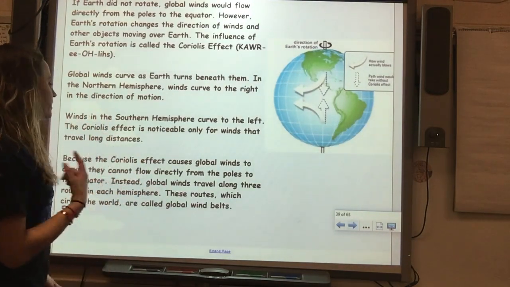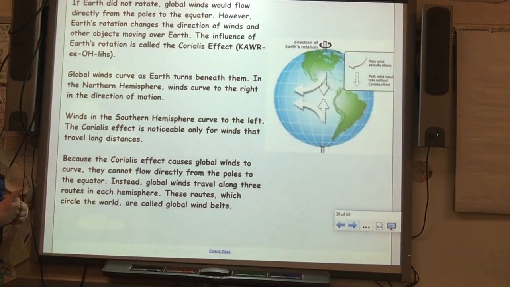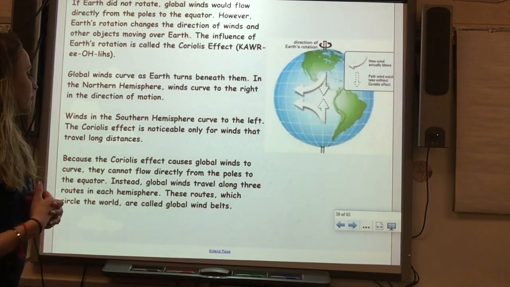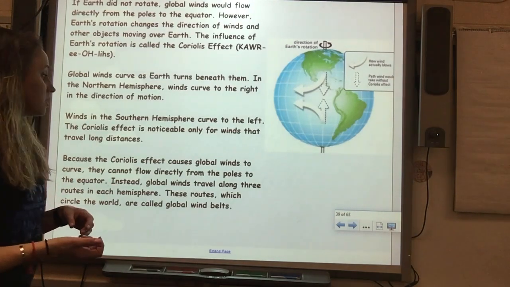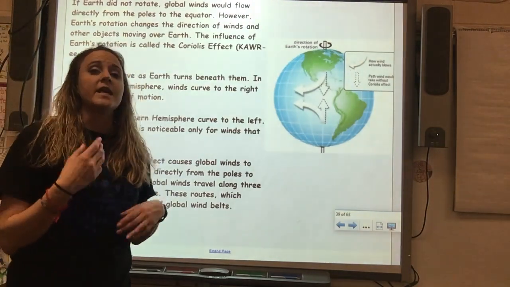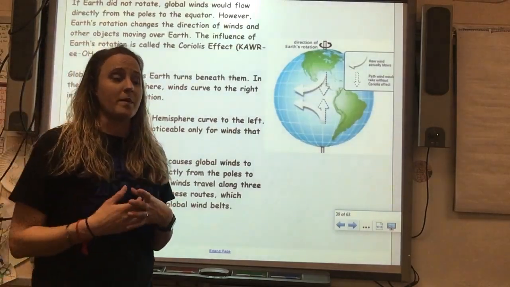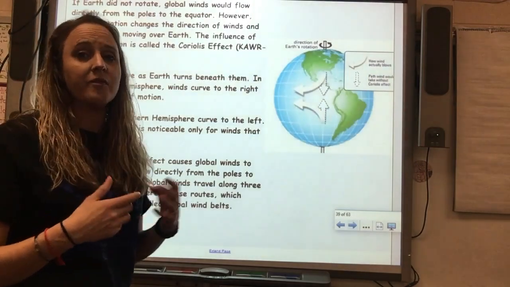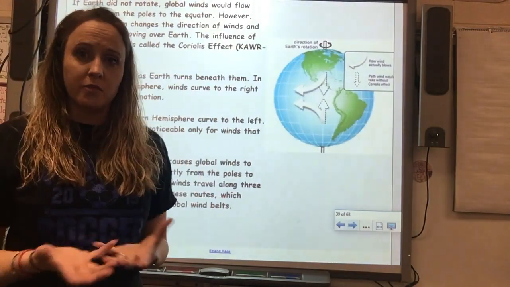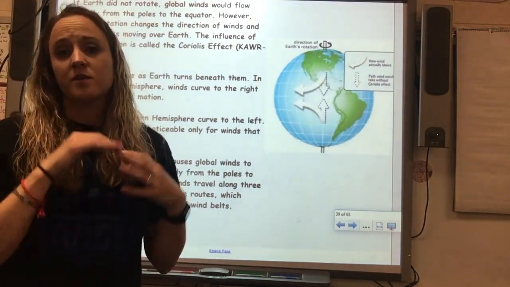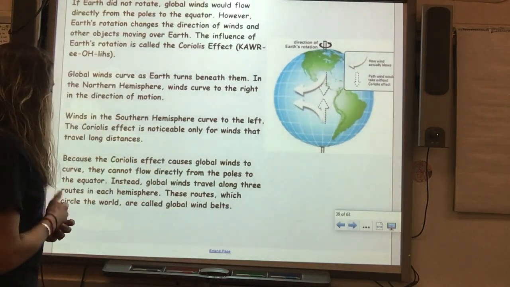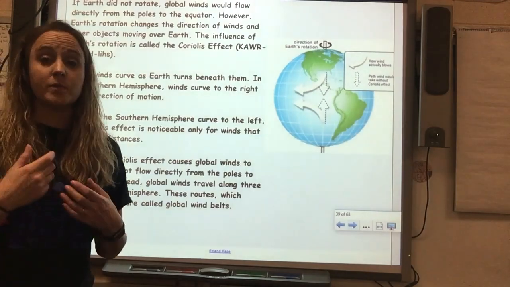So because the Coriolis effect causes these global winds to curve, they cannot flow directly from the poles towards the equator. Instead, the global winds travel along 3 different routes in each hemisphere. Remember, hemisphere means half of the Earth. Okay? Hemi meaning half, sphere meaning a 3-dimensional circle. Hemisphere is half of that circle. Okay? So these routes, which can circle the world, are called global wind belts.